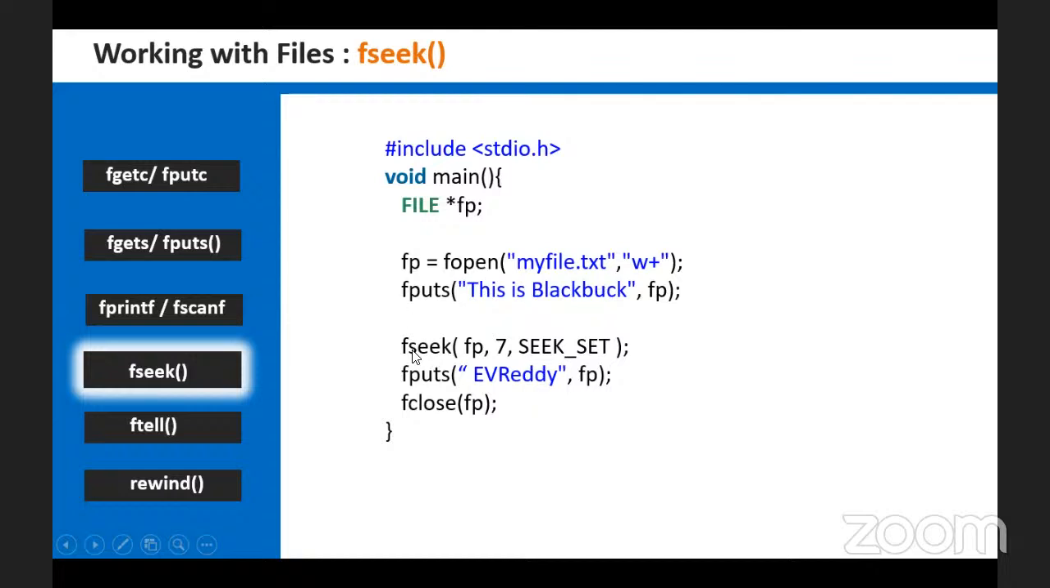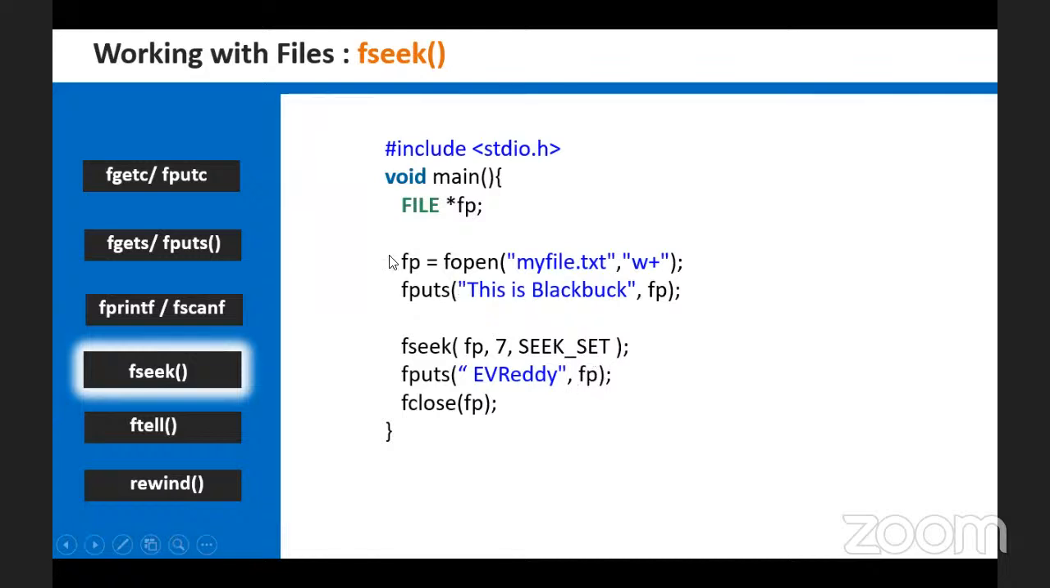So that's why I'm using this: my file pointer is pointed to the 7th location. My file pointer FP is located at the 7th position. Then I'll put fputs as EV Ready. That means at this file position, I write to the FP. In the particular file, where is my file pointer?